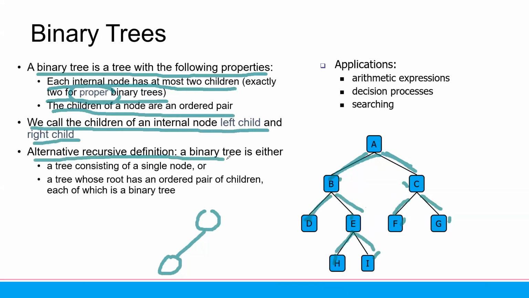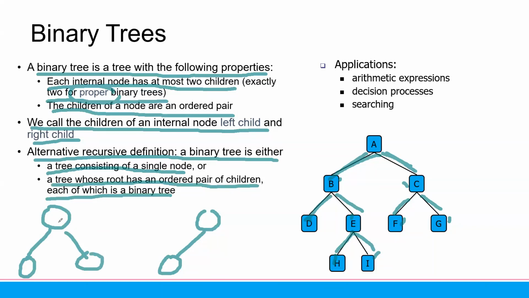An alternative recursive definition is that a binary tree is either a tree consisting of a single node, or a tree whose root has an ordered pair of children, each of which is a binary tree. So we have it like this. This is also an alternative, the recursive definition. We can have some applications like arithmetic expressions, decision processes, or searching. So we learned already about the binary search tree.